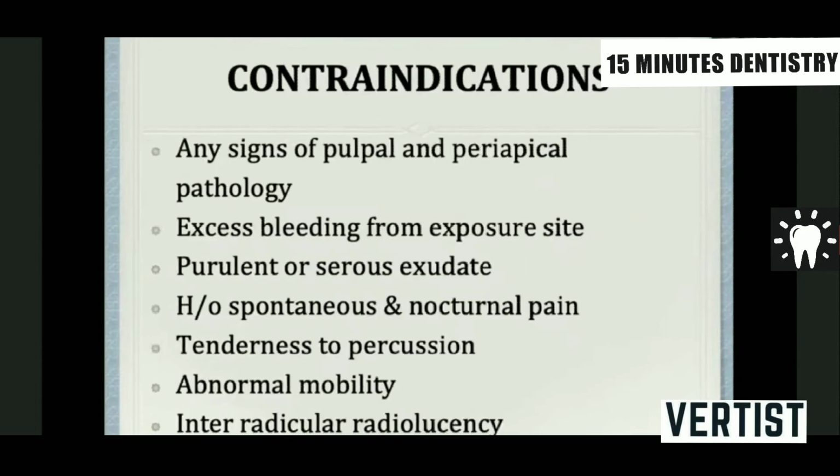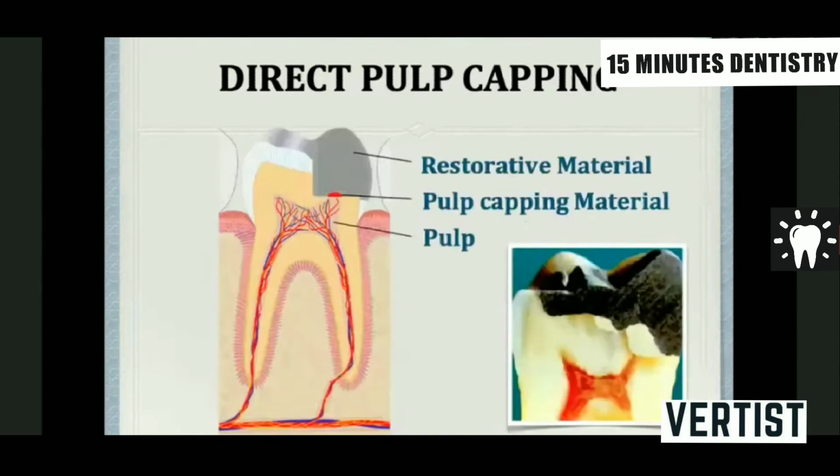The contraindications are any signs of pulpal or periapical pathologies, excessive bleeding from the exposure site, purulent or serous exudate, history of spontaneous and nocturnal pain, tenderness to percussion, abnormal mobility, and interradicular radiolucency. In direct pulp capping, as we can see in this diagram, the pulp capping material, that is MTA, has been placed and restored with a restorative material. It can be an RMGIC or a composite material.